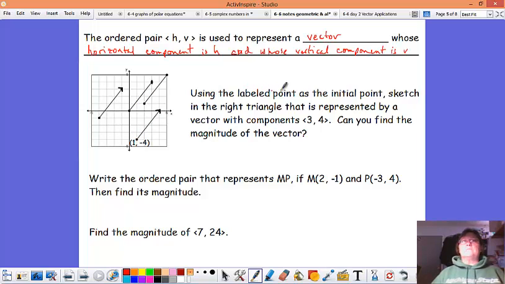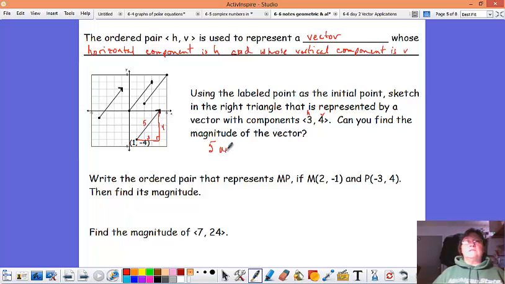Using the labeled point as the initial point, can you sketch in the right triangle that's represented by a vector with components 3 and 4? Well, I think so, because that's 3 across and that's 4 up. So we're talking horizontal and vertical. Can we find the magnitude of such a vector? Well, sure. We just sketched in a right triangle, and if this is 3 and this is 4, then the hypotenuse is our magnitude, right? That's the distance from the start of the vector to its tip, and it would be 5 because we're in a 3, 4, 5 triangle.